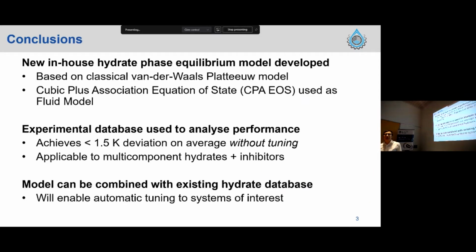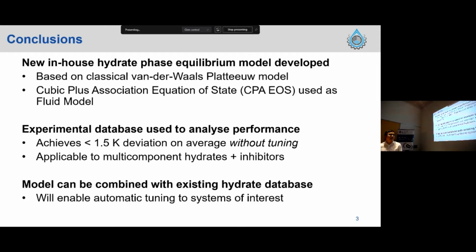The main outcome from this presentation is that we've developed a new in-house hydrate equilibrium model. It is based on the classical van der Waals-Platteeuw model using the CK equation of state as a fluid model. We use an experimental database that we have in-house to analyze the performance of this model, and we found that on average it achieves a deviation of less than 1.5 Kelvin without any significant tuning of the model at this stage. This statistic is applicable to multi-component hydrates with inhibitor present as well.